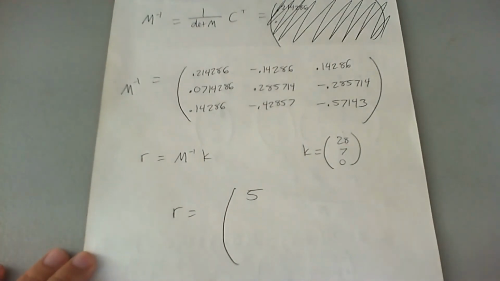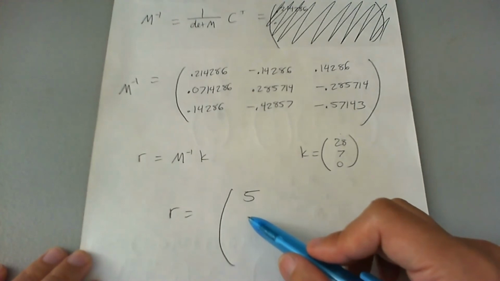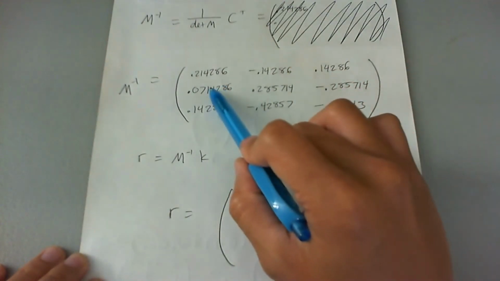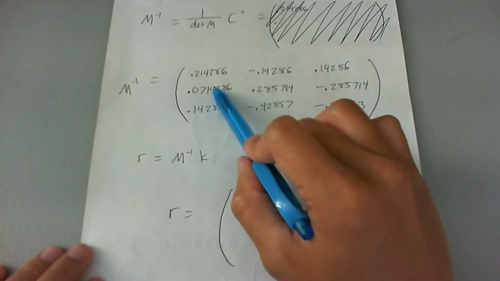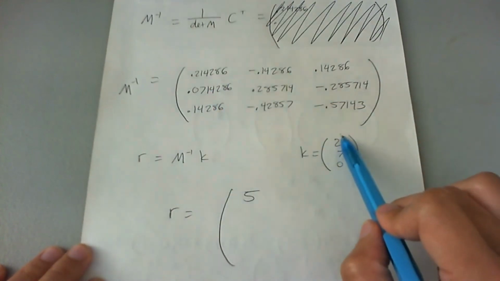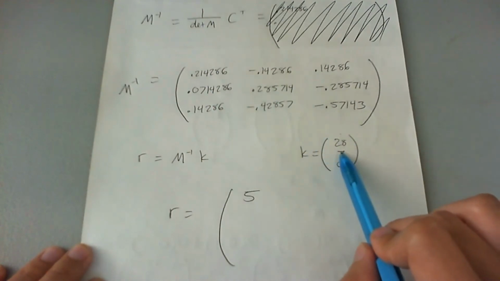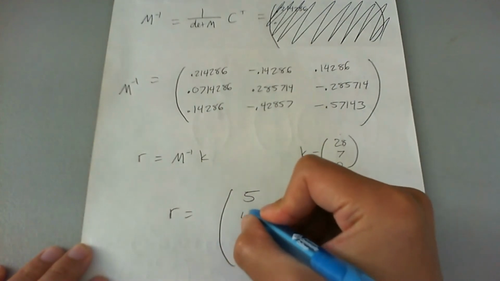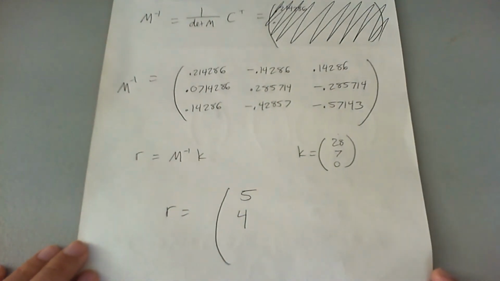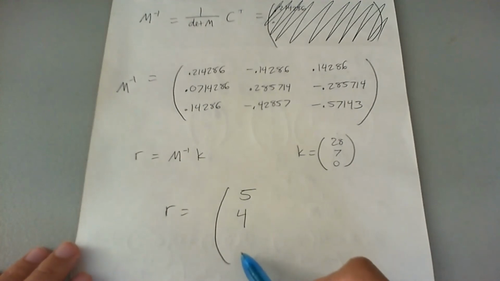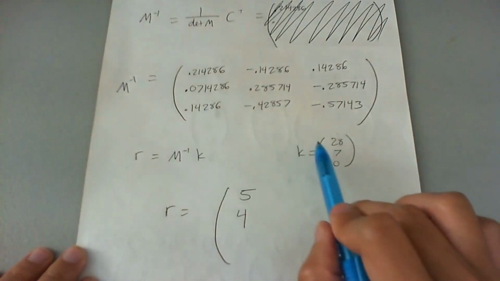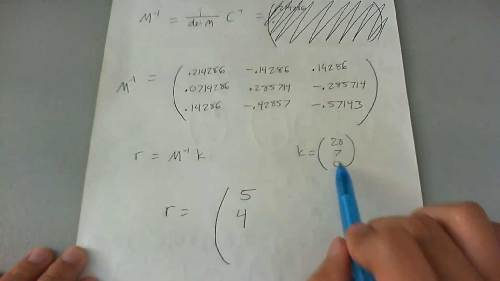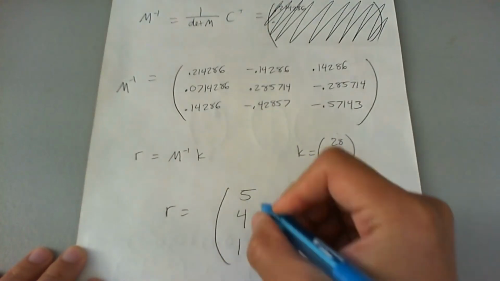Nice and pretty. Now for the second row, you take the second row of the inverse M matrix. You take this number times this number, plus this number times this number, plus this number times this number. And it ends up being 4. And then lastly, for the third row, you take this number times this number, plus this number times this number, plus this number times this number, and magically you get 1.